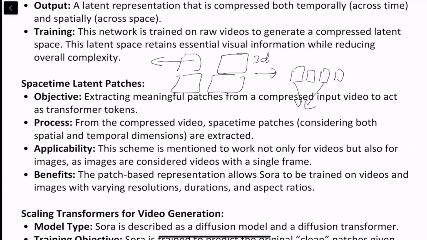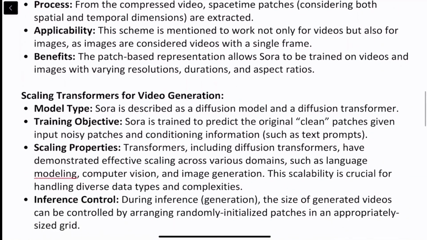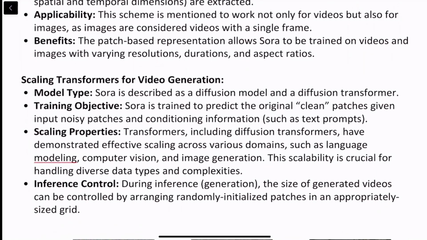And finally, the last step is scaling transformers for video generation. Picture Sora as a painter, but instead of canvas, it uses a diffusion model and a diffusion transformer. Training Sora is like teaching it to predict the original clean patches, almost like predicting the final masterpiece from the rough sketches. So in this phase, we take the patches that were generated from the previous phase. So there are a lot of small patches which are essential patches, and this is being used by Sora to generate the final video.